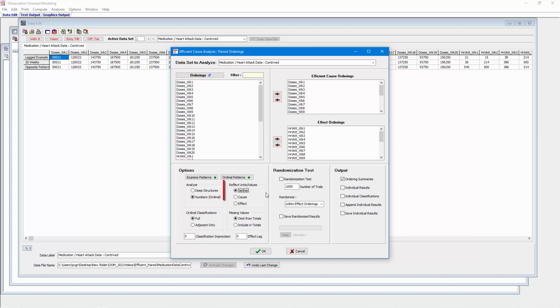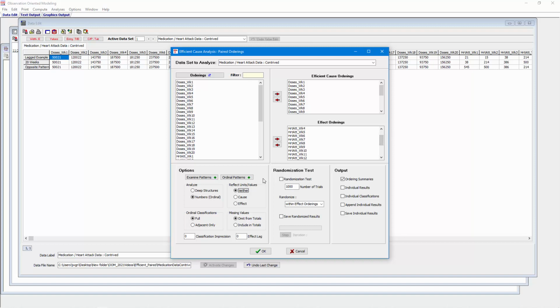Let's take a quick look at the Reflect Units Values option in the efficient cause analysis for paired orderings. Now for this video, let's use the dosage and heart attack data. Recall that for these contrived data, we have dosages of some medicine, entered here as the efficient cause orderings. Then we have the number of heart attacks recorded for this large sample, set up as the effect ordering. So we have 20 weeks' worth of data here.